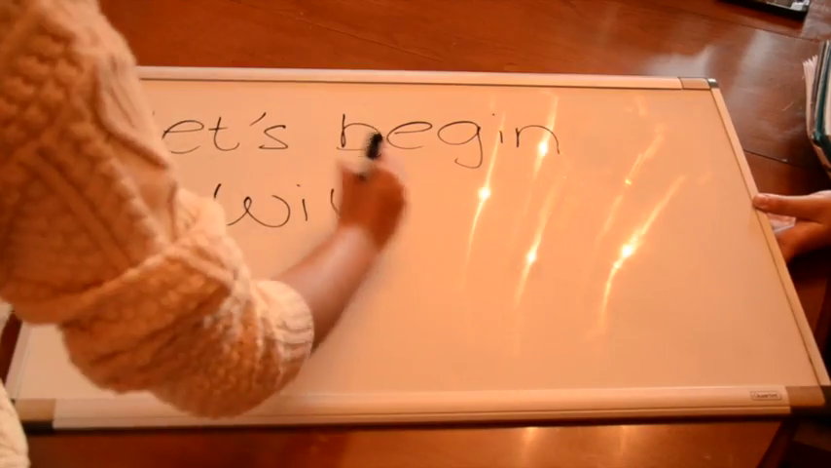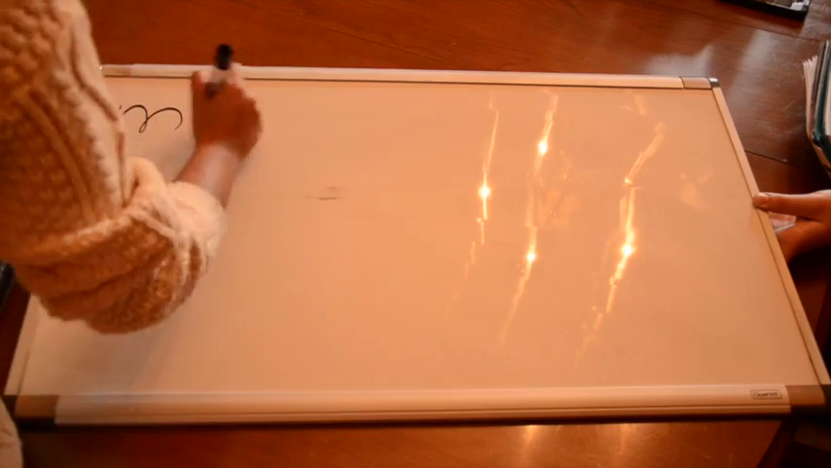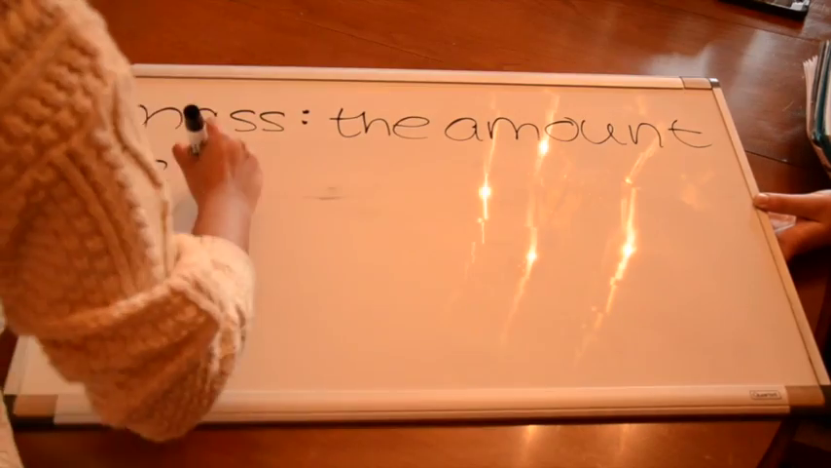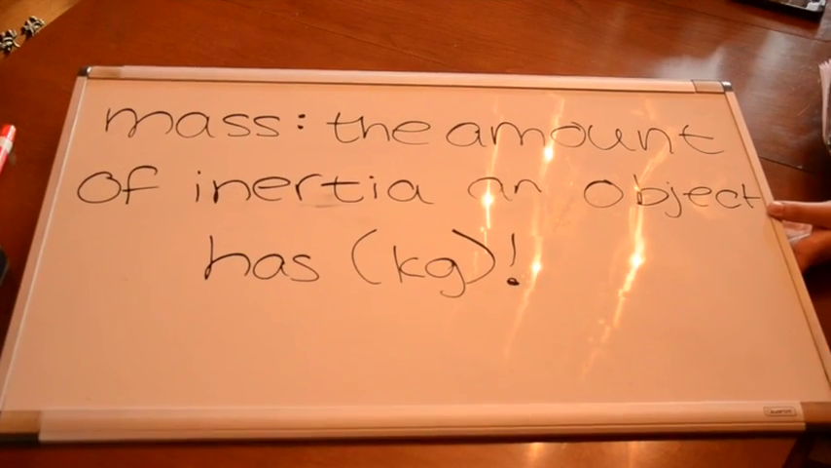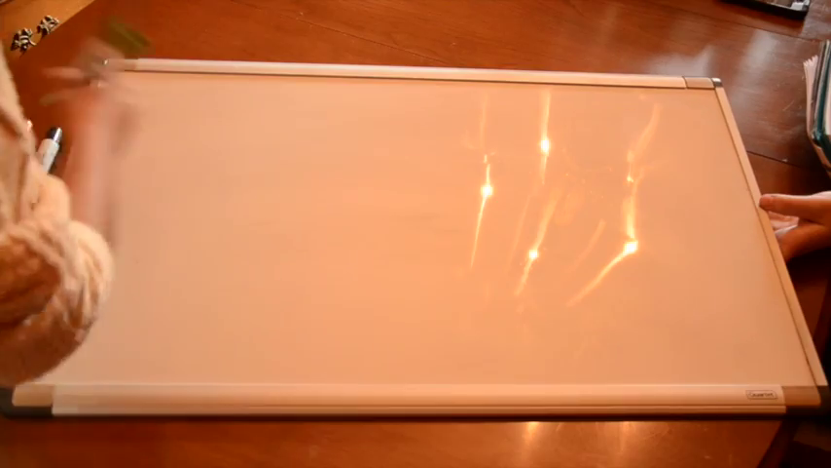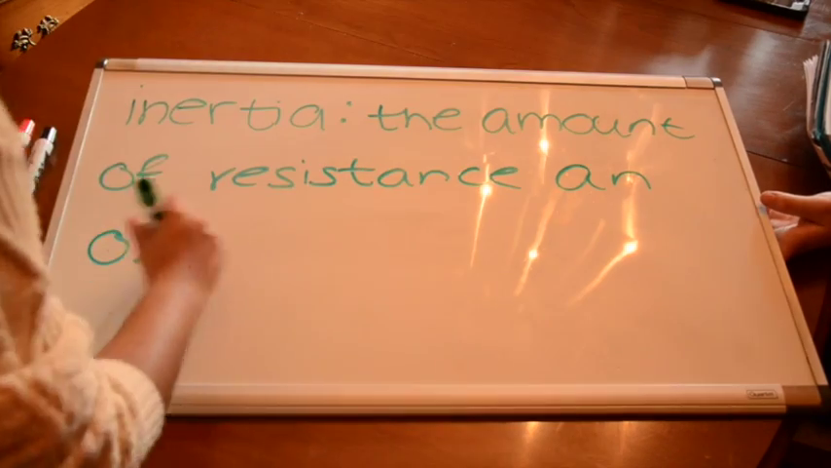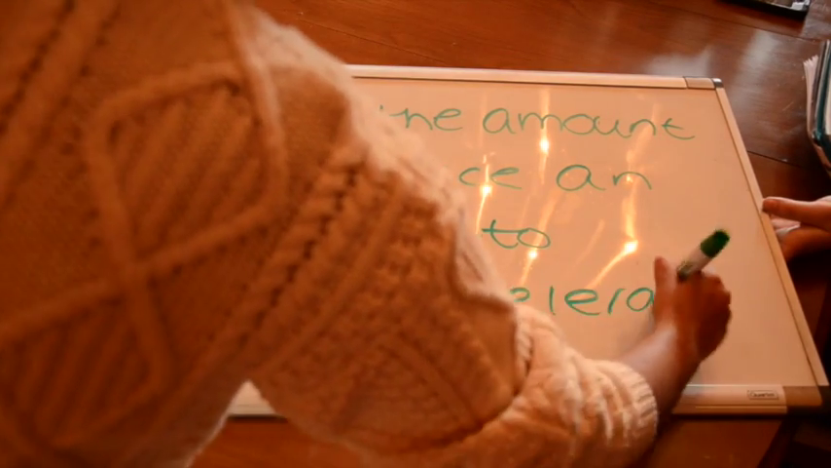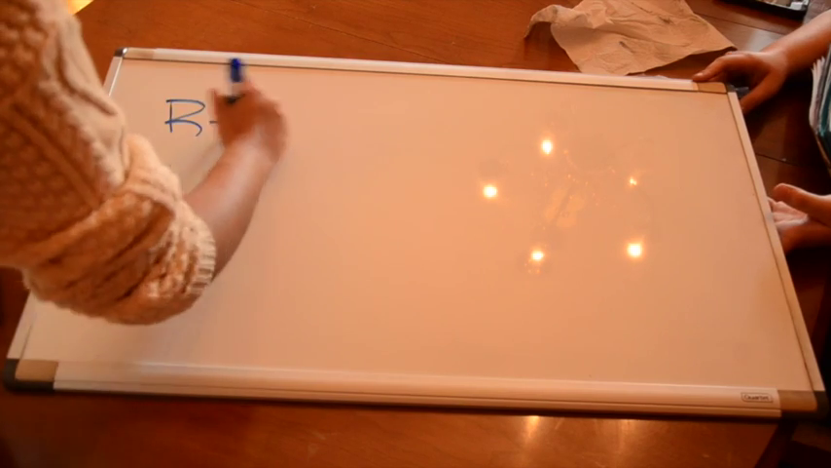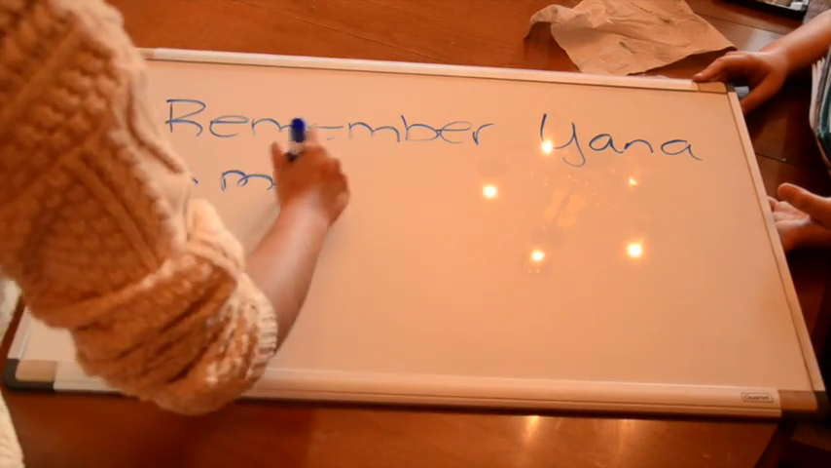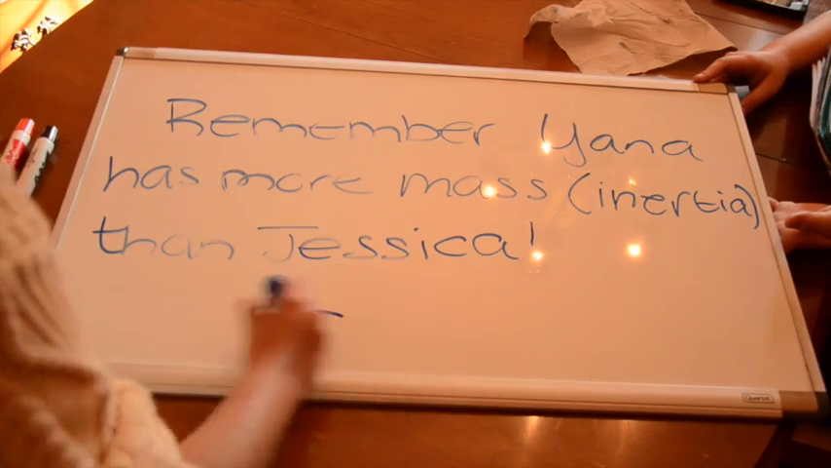Let's begin with mass. Mass, the amount of inertia an object has, given in kilograms. Inertia, the amount of resistance an object has to acceleration. Remember that Yana has more mass and thus more inertia than Jessica, so she should be harder to accelerate.